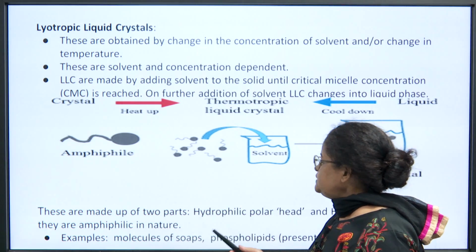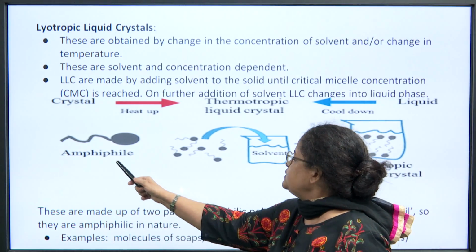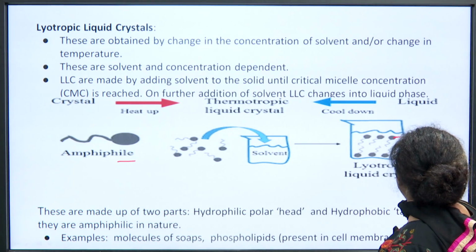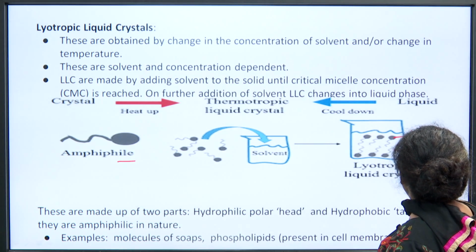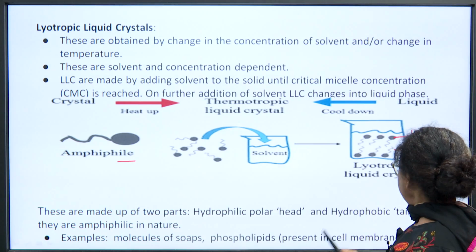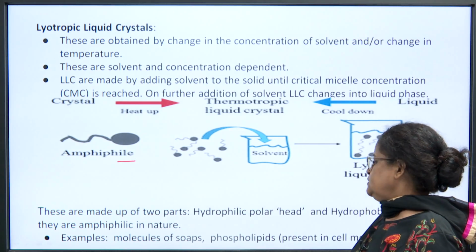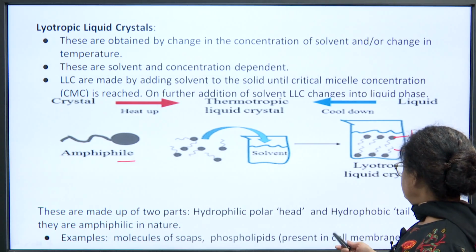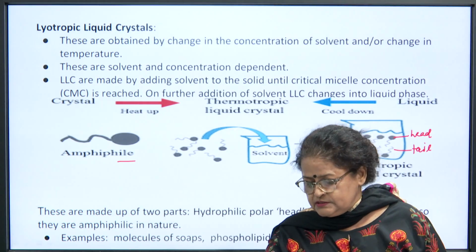Now, these are made up of two parts. The liquid crystal has two parts. Now, you can see over here, one is the head part, and the other is the tail part. So, we have a hydrophilic polar head and a hydrophobic tail. So, they are amphiphilic in nature, and some examples, like the molecules of soap and the phospholipids present in the cell membrane, are lyotropic liquid crystals.